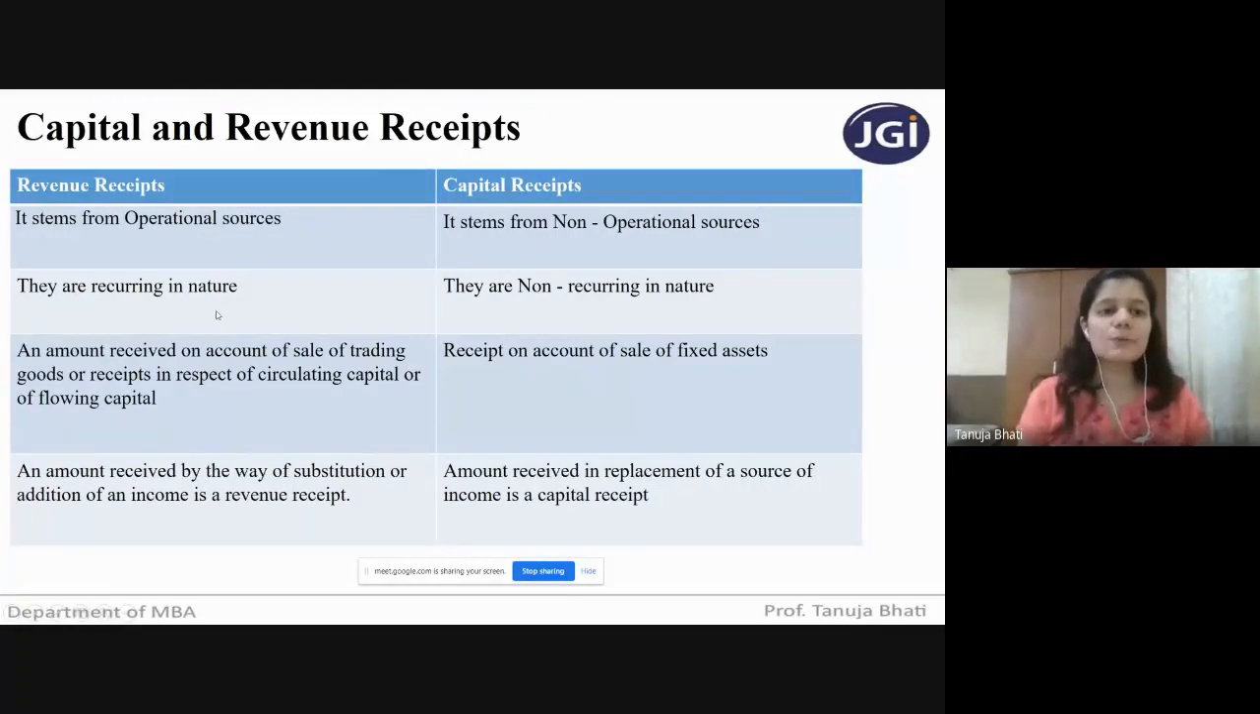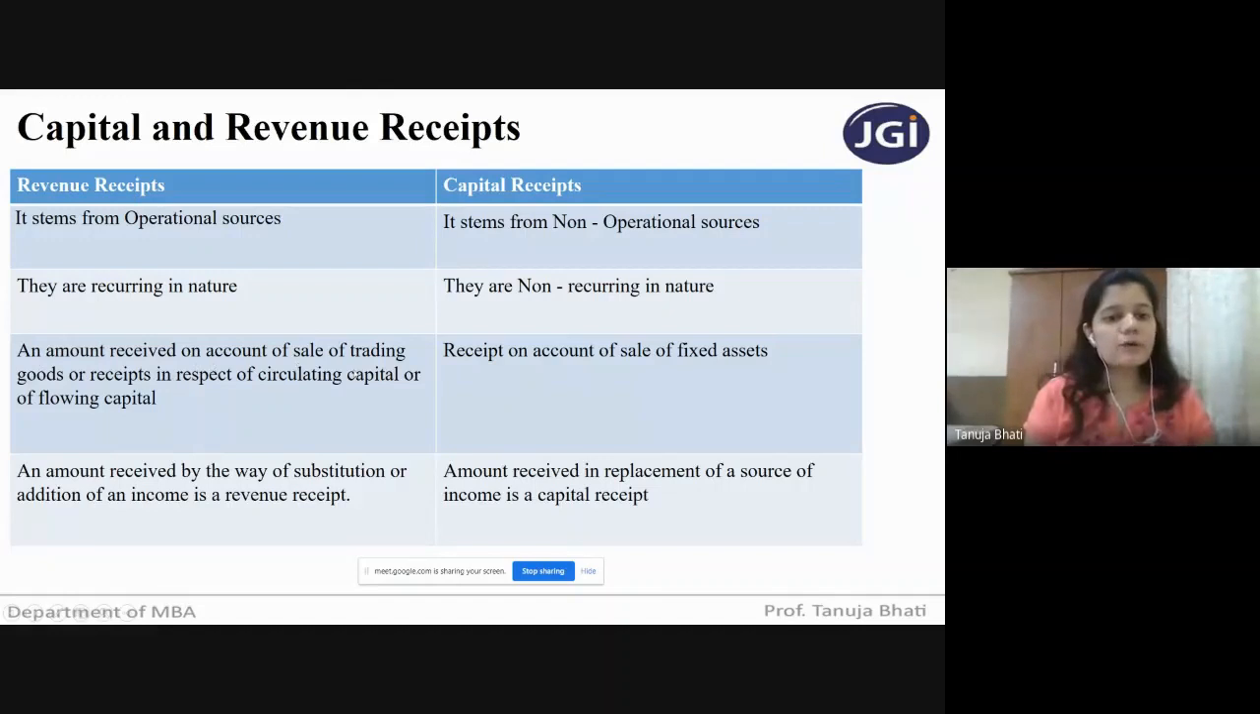Revenue receipts are recurring in nature. When I say recurring in nature, it means those inflows you will be having in a particular year again and again; you will be receiving that amount. Capital receipts are not recurring in nature. Once in 5 months, once in 5 years. It means in a particular year, you will not be receiving that income again and again.